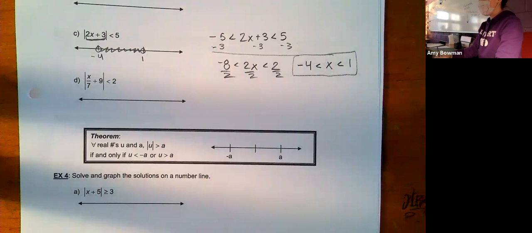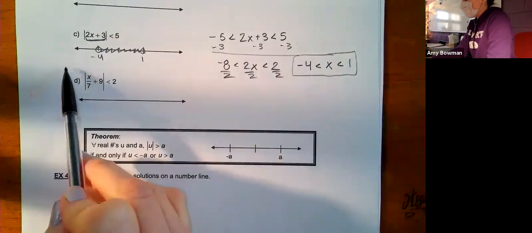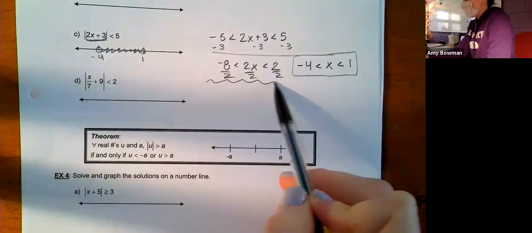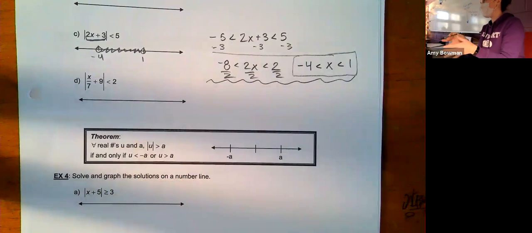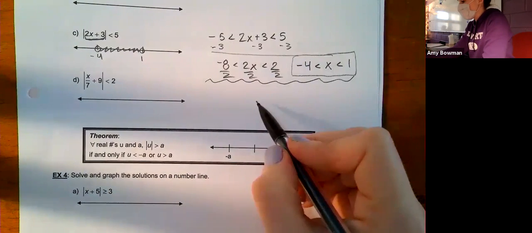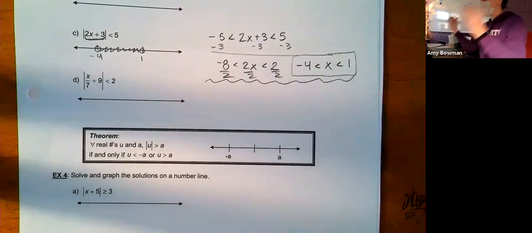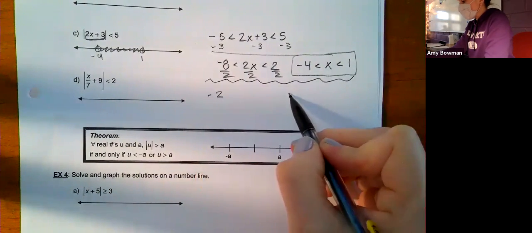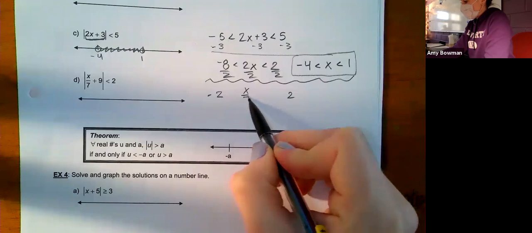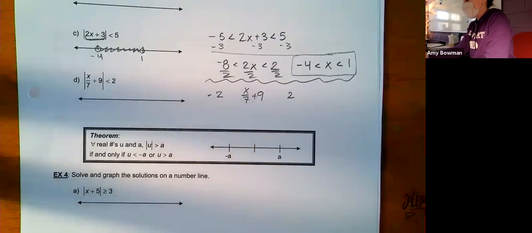Let's do D because it looks a little different because we have a fraction in there. So again, I just want to reiterate that for every single one of these, we are given an absolute value of an expression is less than a value. So an absolute value, distance from 0 being less than a number means you're stuck within a window. So for this one, what are my boundary points for my double inequality? -2 and 2. X over 7 plus 9 is wedged between those two values.